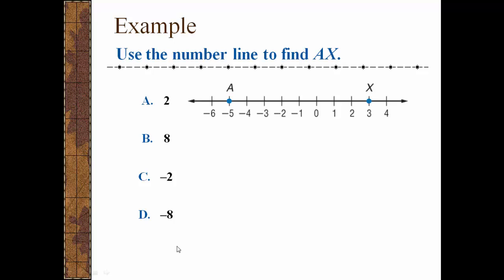Alright, another example. So here we have a number line. It asks us to find AX. Remember, whenever it's just two letters without a line over the top, it's talking about the length of AX. If you have 2 points in a number line, you're simply just going to count the spaces in between. 1, 2, 3, 4, 5, 6, 7, 8. The length of AX is 8.